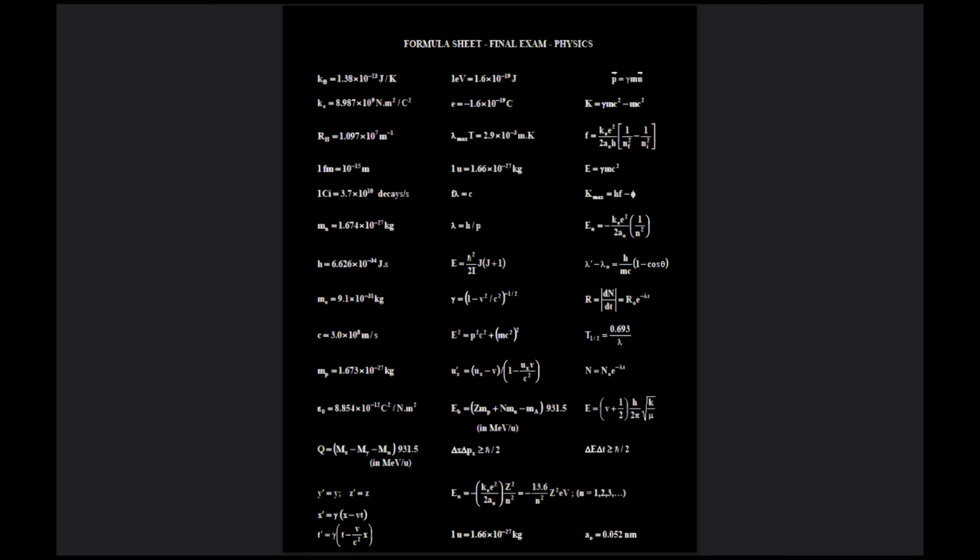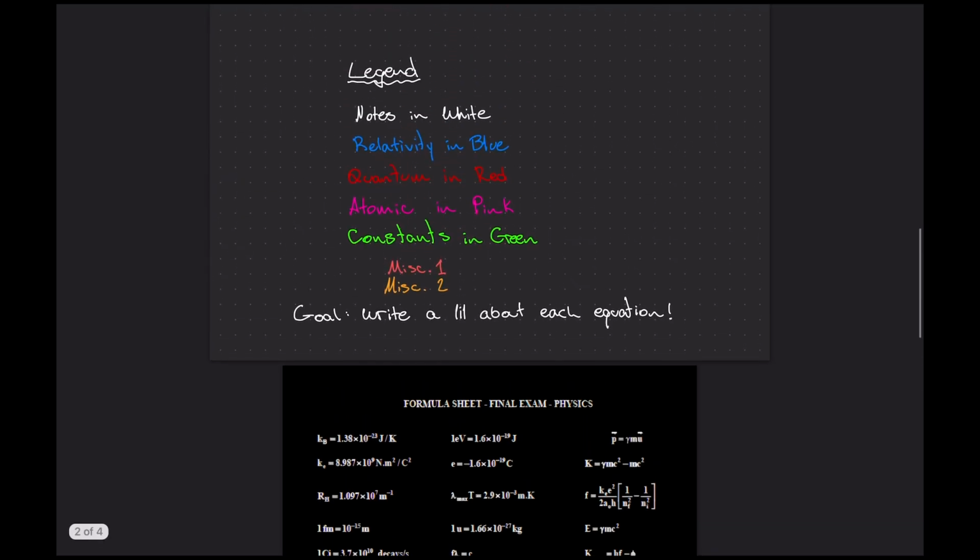You kind of know the plan over here. But for those of you that don't, and also since I have a slightly different strategy today, I have a legend over here, which is different colors for different notes. So over here I got notes in white. Whatever I want to say about the equation, I'm going to just write in white, or maybe I'll keep it themed over here. We got relativity in blue.